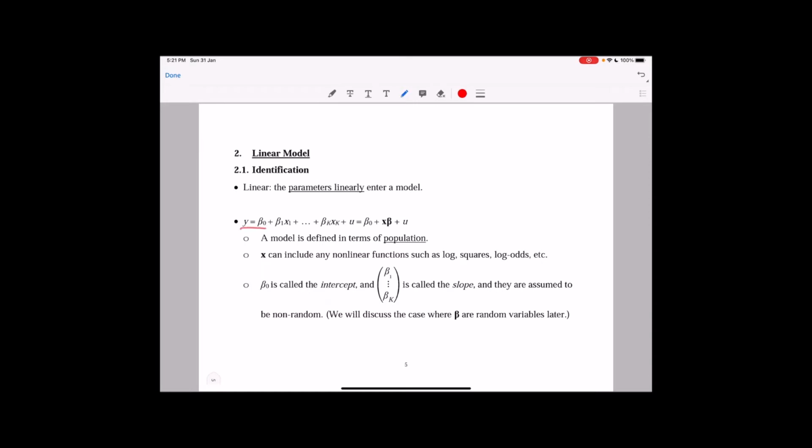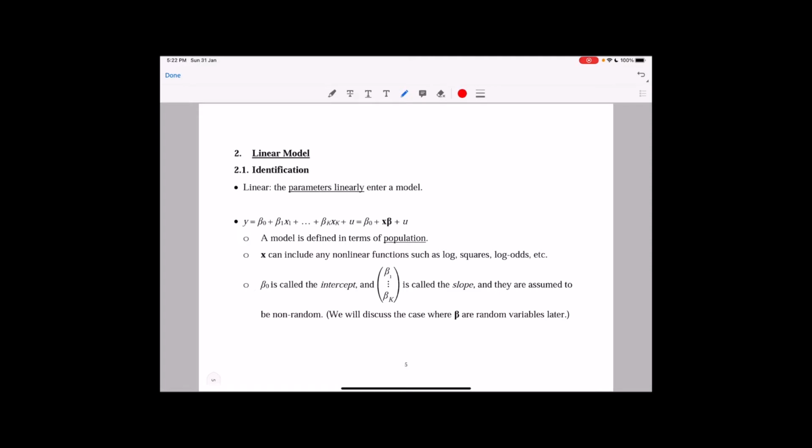So we have a model like this. The parameters betas enter the model linearly, right? So we don't have something like y equals beta 1 times beta 2x. We only have beta 1 plus beta 2x. So when we say a linear model, it means the parameters enter the model linearly, not the x entering the model linearly.